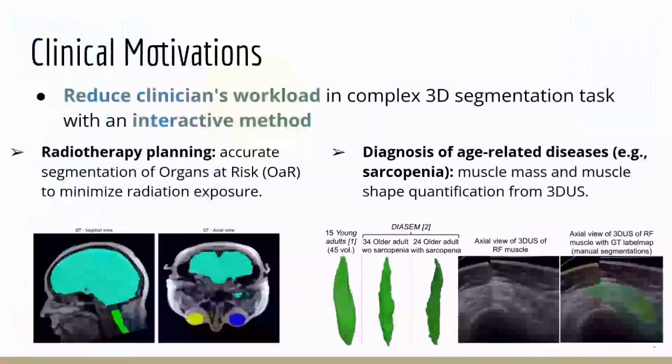The clinical motivation for this work is to reduce clinicians' workload in complex 3D segmentation tasks with an interactive method. The first use case is radiotherapy planning, where accurate segmentation of organs at risk can minimize radiation exposure. And the second use case is diagnosis of age-related diseases like sarcopenia, where muscle mass and muscle shape quantification from 3D ultrasound can help with the diagnosis.